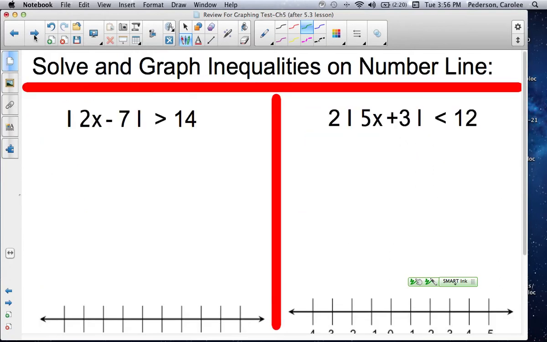All right, let's go on to absolute value inequalities. When you solve absolute value inequalities, you have to think about what's inside. And you can have two possibilities, a positive or a negative. So I would recommend that you do one of these two examples and write it down. And maybe watch the second one.